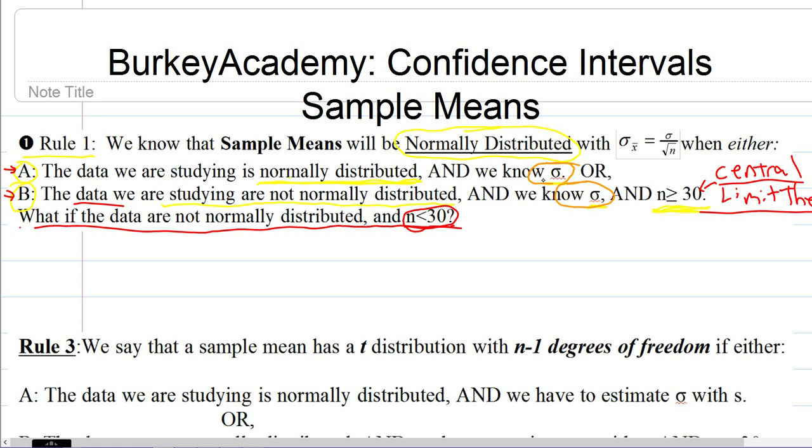Because both of these, A and B, say you can't make a confidence interval using the normal distribution if you don't know the population standard deviation. What do you do then? Well, rule one: if A or B is true, not A and B, but either A or B, then you use the normal distribution, which we call a Z, a Z-score. You use a normal distribution table.